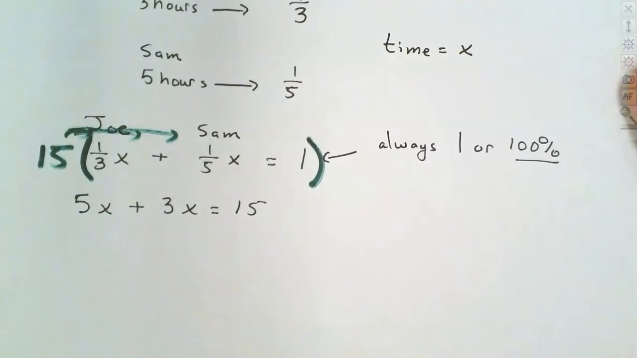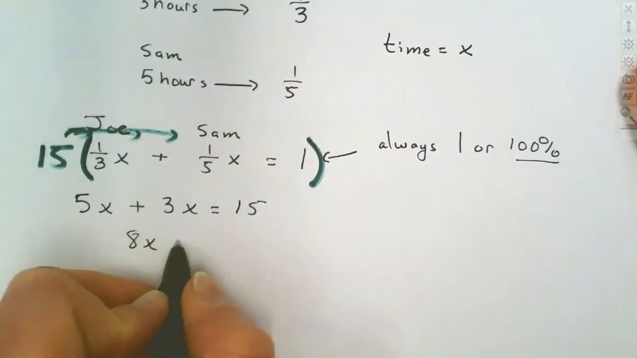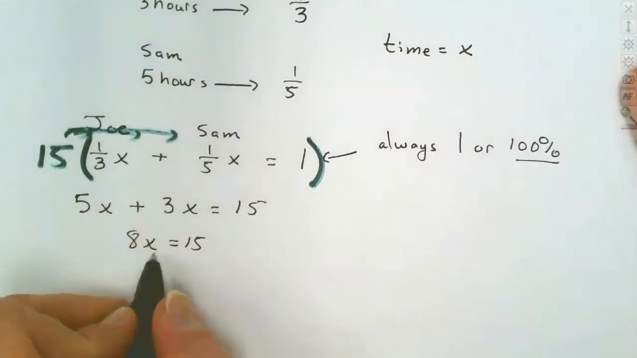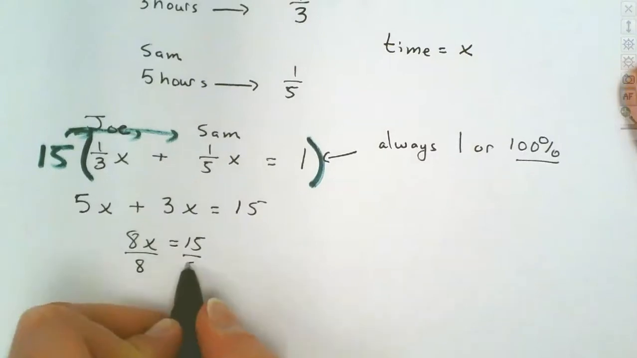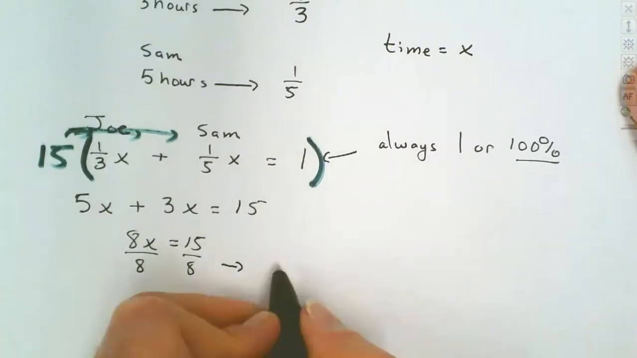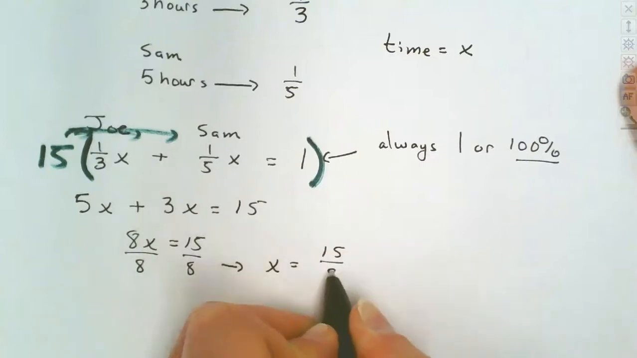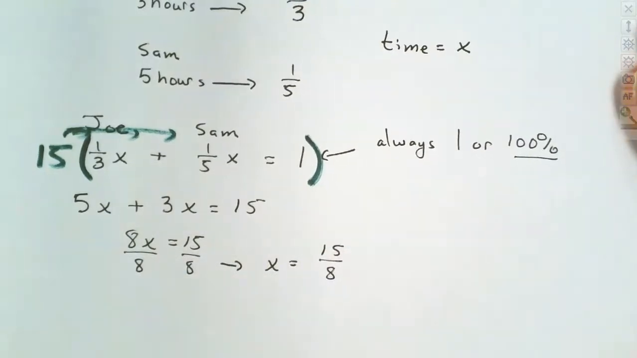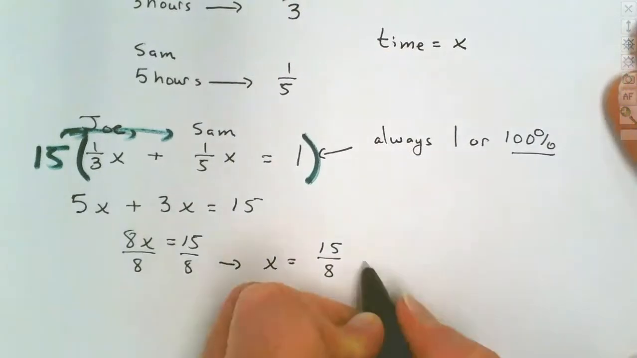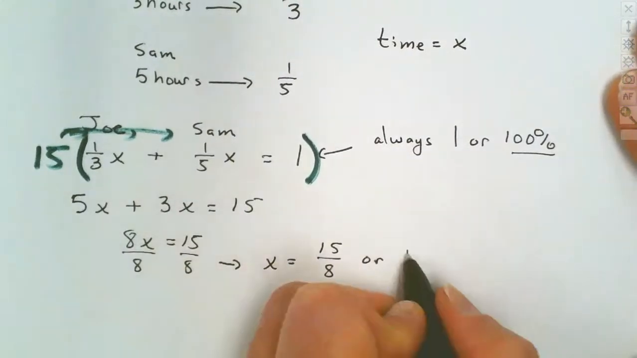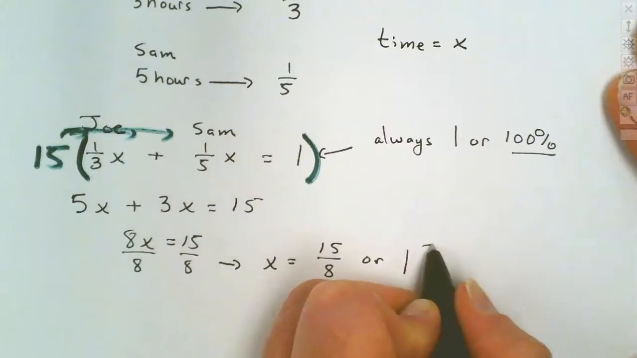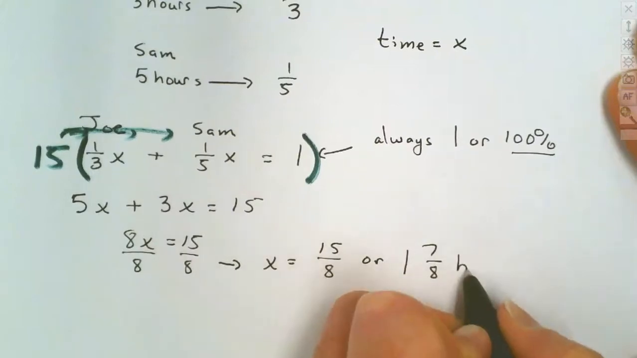Adding these together, then we've got 8x equals 15. We'll divide by our 8. And so now we get x equals 15 over 8, or we can even write that as a mixed fraction. Or we could write that as 1 and 7/8, and that's ours.